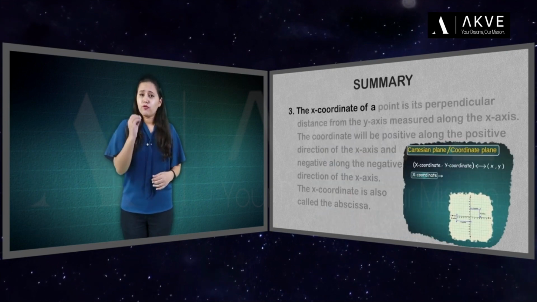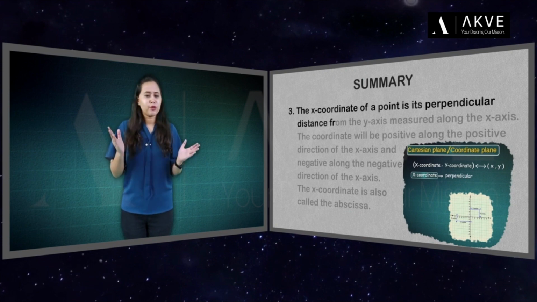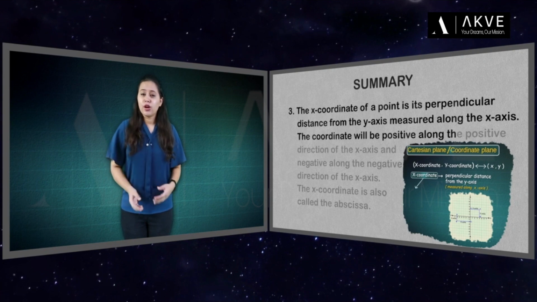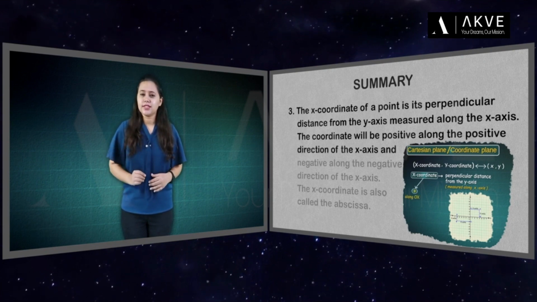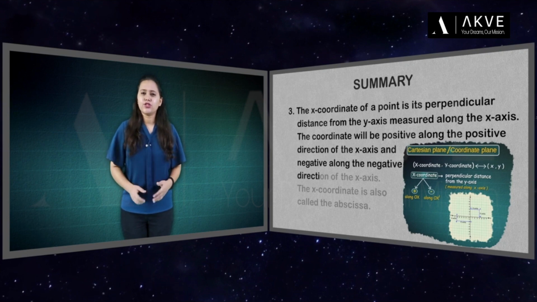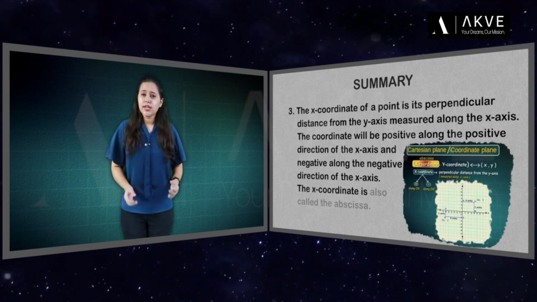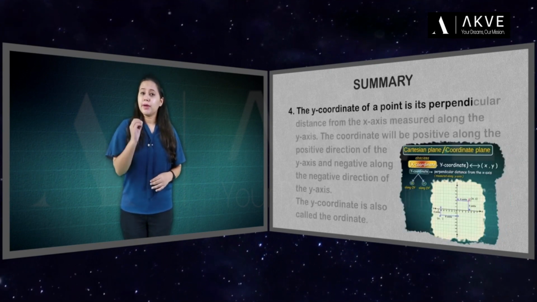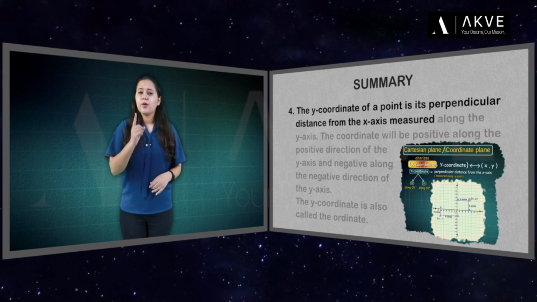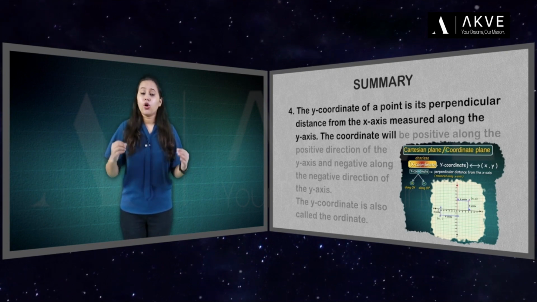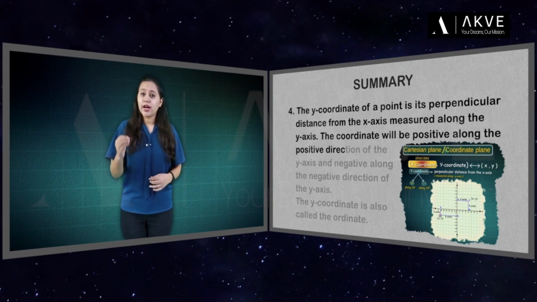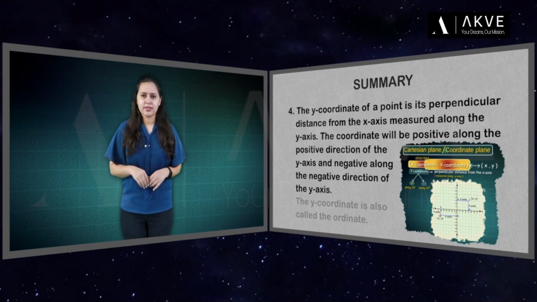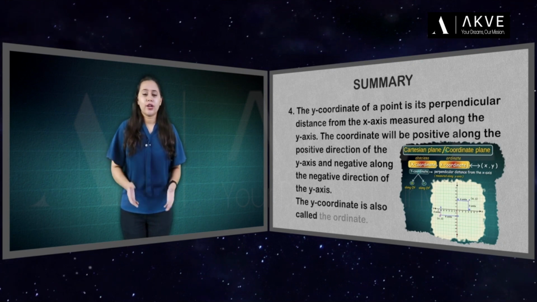The x-coordinate of a point is its perpendicular distance from the y-axis measured along the x-axis. The coordinate will be positive along the positive direction of the x-axis and negative along the negative direction of the x-axis. The x-coordinate is also called the abscissa. The y-coordinate of a point is its perpendicular distance from the x-axis measured along the y-axis. The coordinate will be positive along the positive direction of the y-axis and negative along the negative direction of the y-axis. The y-coordinate is also called the ordinate.